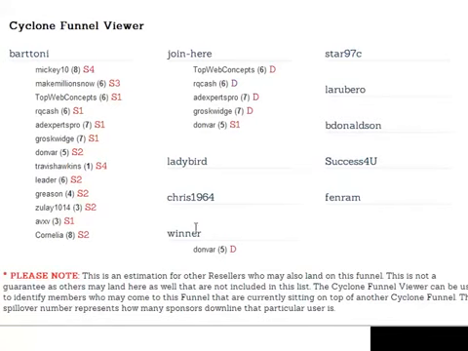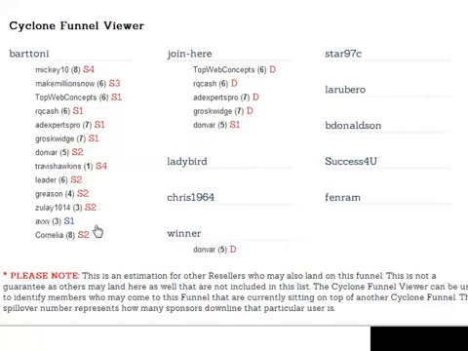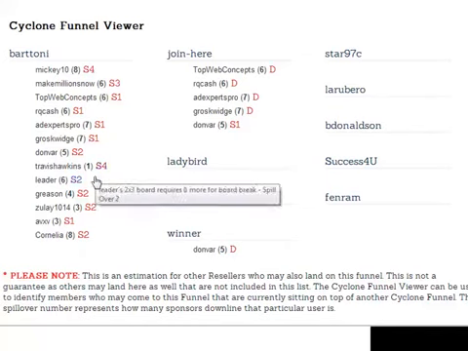So as you can see, winner here has got a Donovar, and obviously Donovar here is a spillover to me, but is a direct to winner. Okay, and then as you can see, Bartoni has quite a large team and has got all these people here that are coming through to him on the Cyclone funnel. And as you can see, there's one person here that's just got one spot to fill.